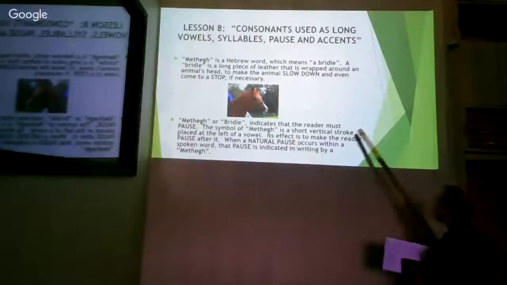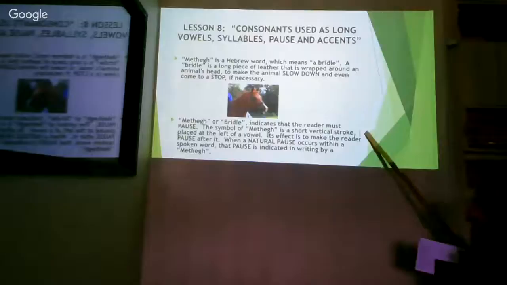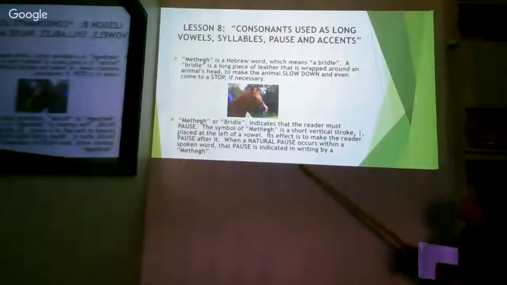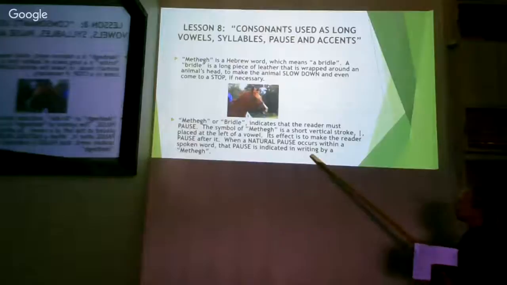Whatever it is, the vowel is here. And the methegh goes to the left of the vowel over there. So when a natural pause occurs within a spoken word, that pause is indicated in writing by a methegh.